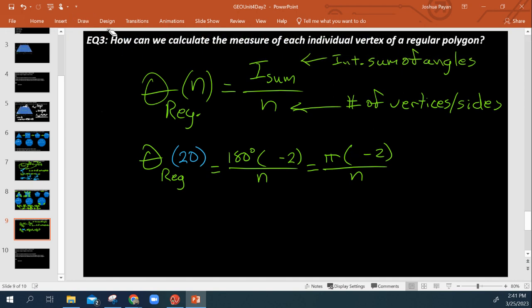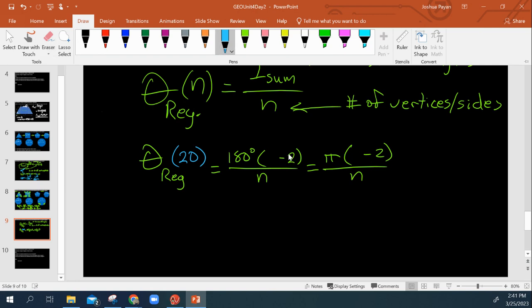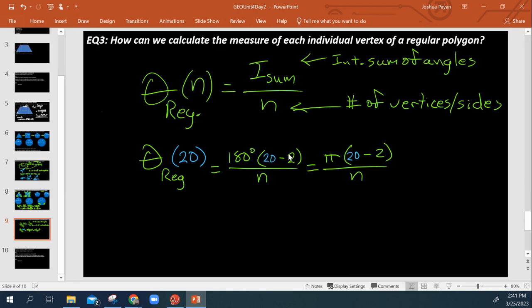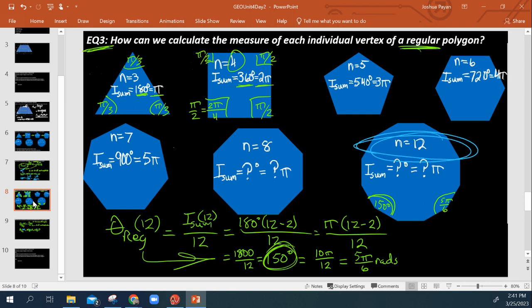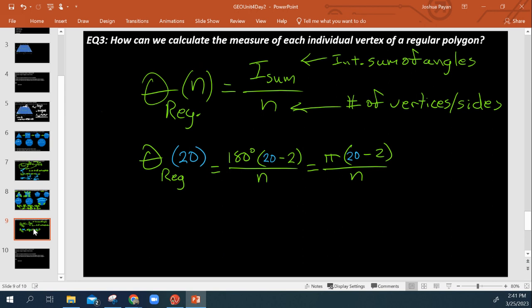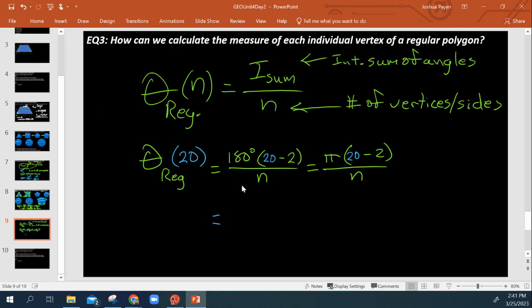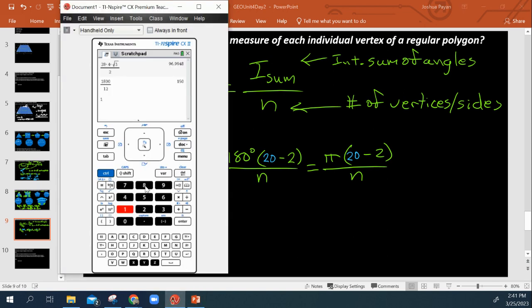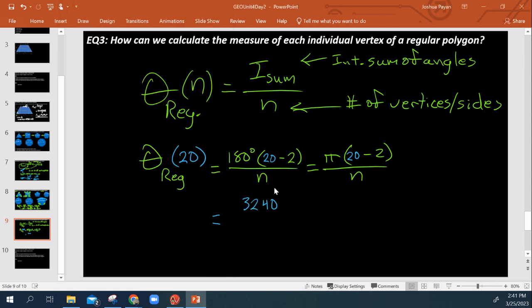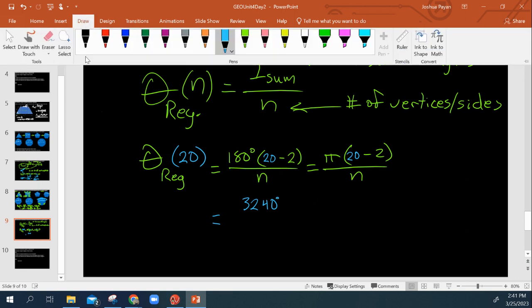Okay, and we'll go ahead and plug in for n. We're going to say, of course, 20. And I am not going to even attempt to draw that. Like this one has 12 sides here, and it already looks the way it looks. A 20-sided polygon, you can already kind of use your imagination there. So 20 minus 2 is 18. 18 times 180 is 3240. So that's 3240 degrees.